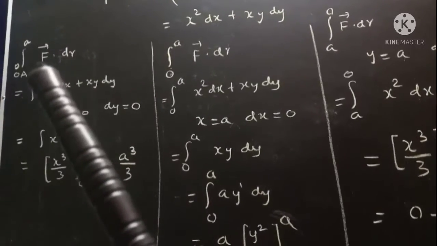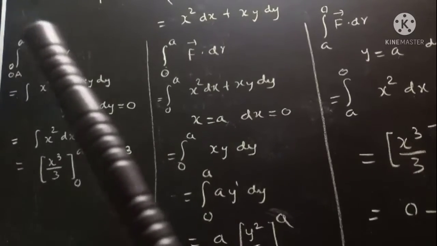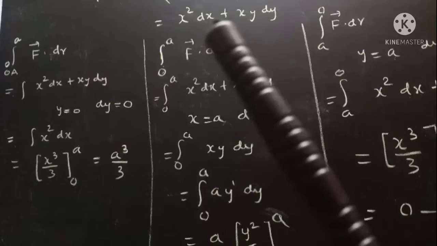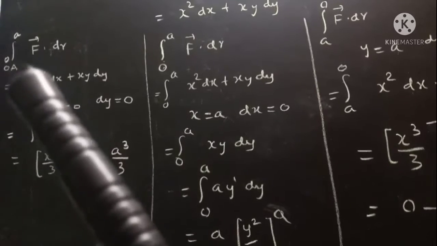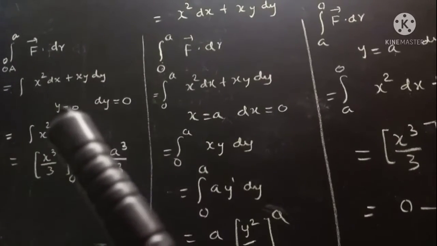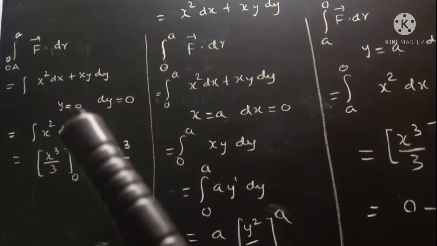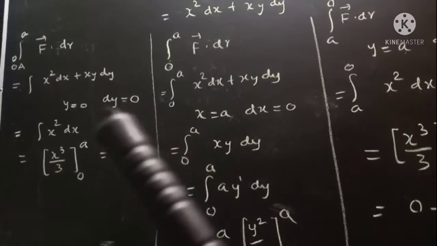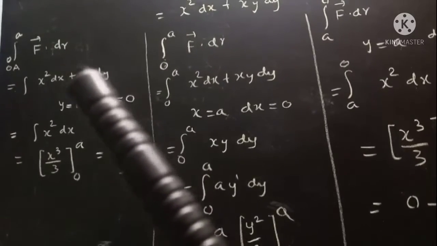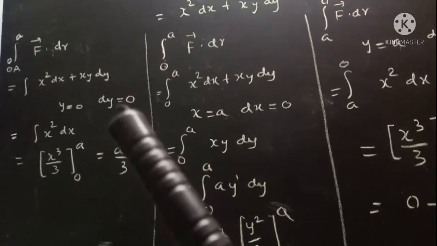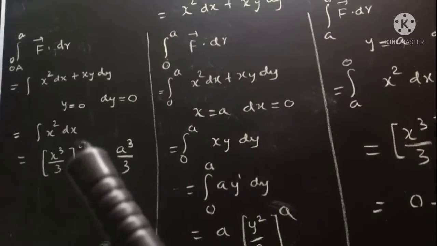Next, to find OA, limit 0 to a. F dot dr is x square dx plus xy dy. In OA, y is equal to 0. Differentiating y with respect to x, dy is equal to 0. So here the second term xy dy is 0. The remaining term is x square into dx.